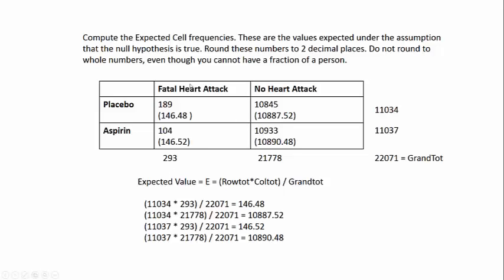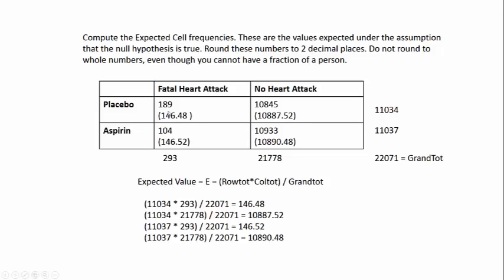So you can see here what I've done is I've recopied the table, and then I have these numbers in parentheses. These are the expected frequencies. Now the first thing you want to do is get the row totals and the column totals. So 189 plus 10,845 gives me 11,034. 104 plus 10,933 gives me 11,037. And you can see what they tried to do here was they tried to get about equal numbers of men consuming the placebo or the aspirin. So those numbers are about equal on purpose because the researchers designed the study that way.